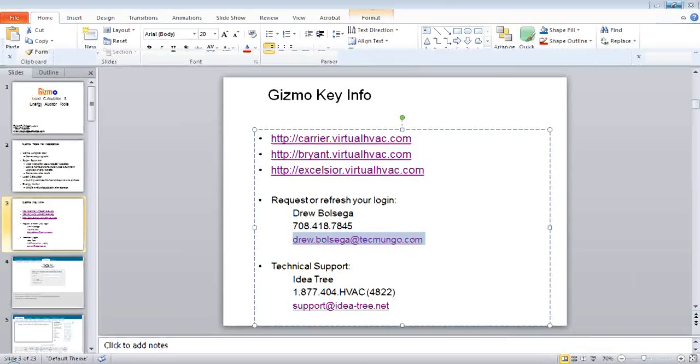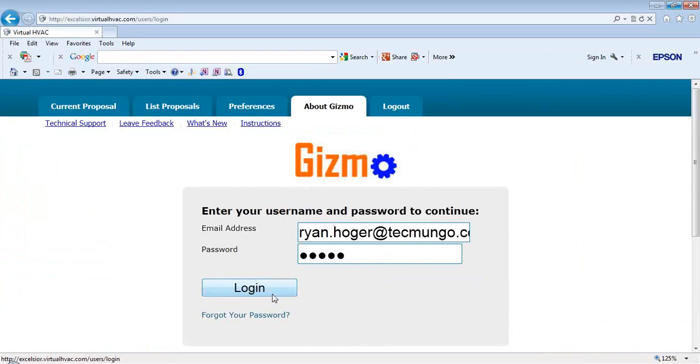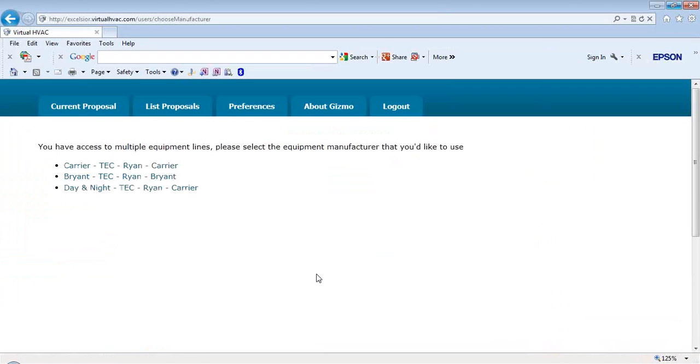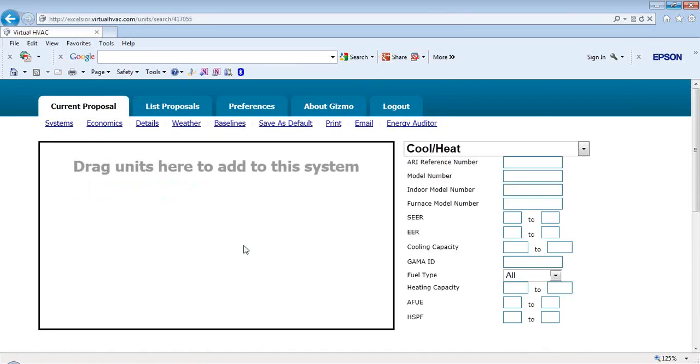All right, so then back to our login screen. So I'm going to log in as me. In my case, when I log in, it's actually going to ask me what kind of dealer I am. For you guys, it'll go right to the right page, but I try to do training for everybody, so mine is a little bit different. So here's what it looks like when you basically log in.